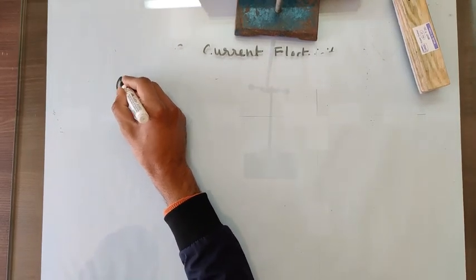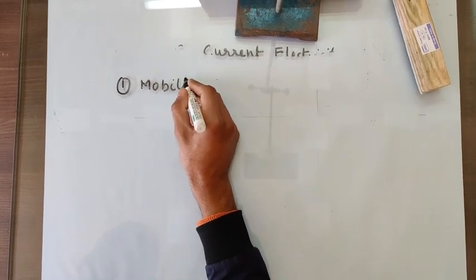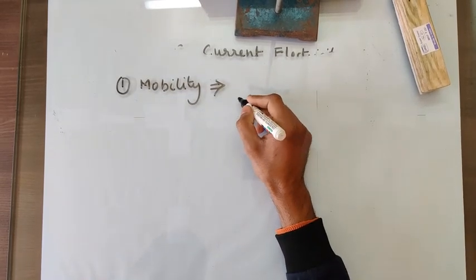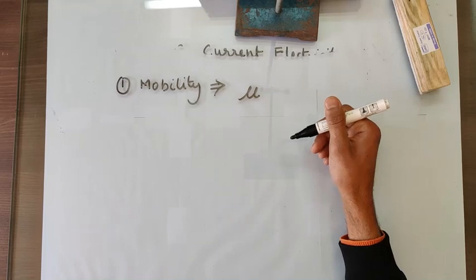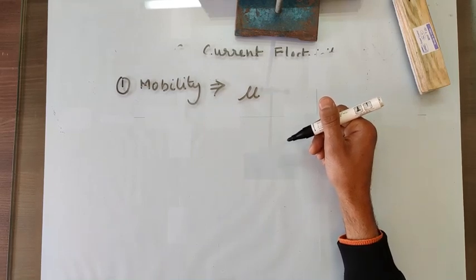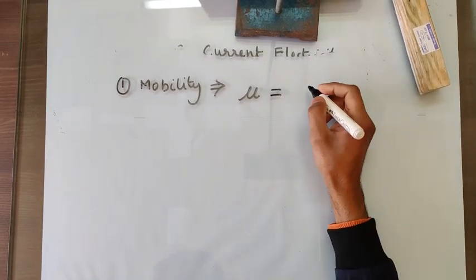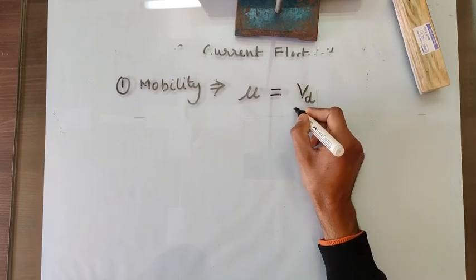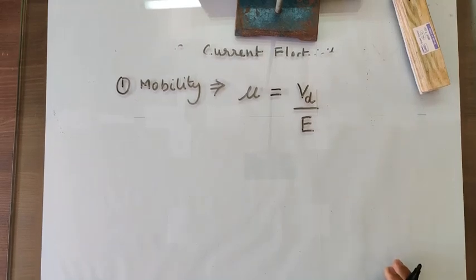First, mobility. Mobility, which is denoted by mu. The mobility of a charge carrier is the magnitude of drift velocity acquired per unit electric field.